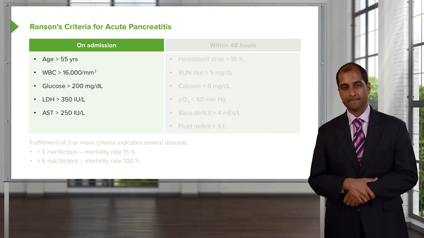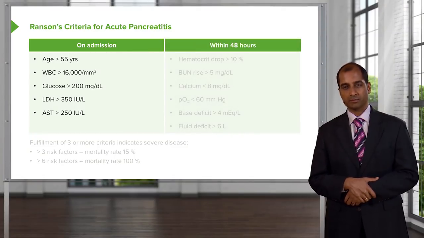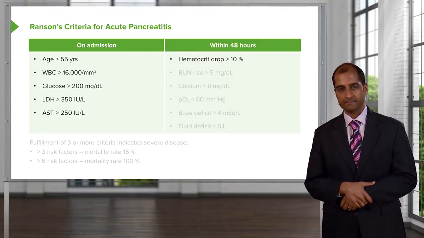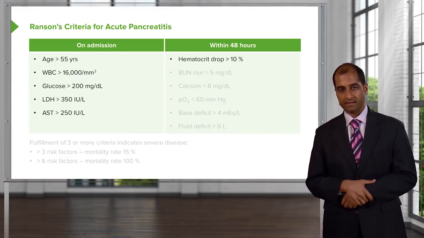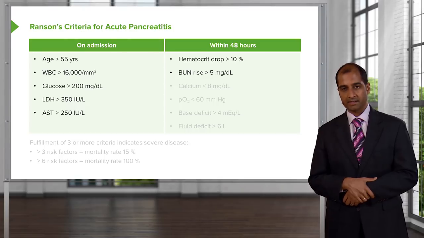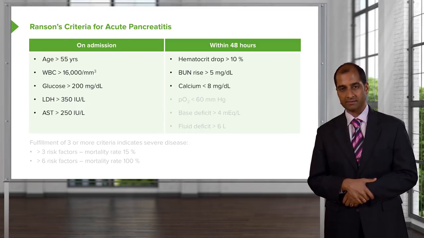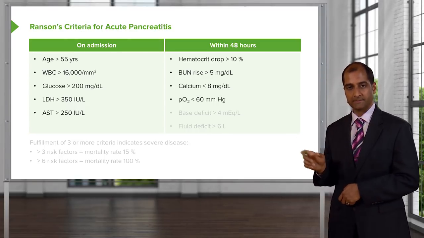On admission, within 2 days, 48 hours, at this point your hematocrit drops greater than 10%. And now you're thinking about anemia kicking in. Kidneys might be affected with BUN rising. Calcium is going to diminish.